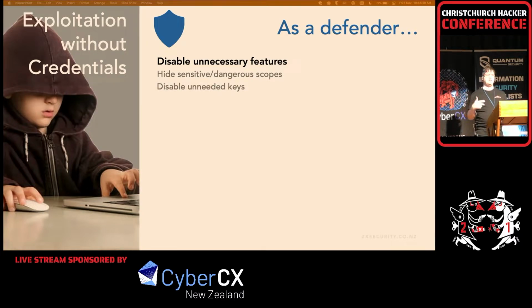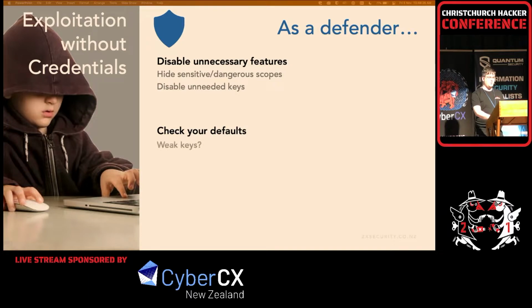Disable any unneeded keys. You notice there we had two, there was HS256 and RS256 in that big JSON thing. Those are two quite different ways of doing encryption. One's symmetric, one's asymmetric. Do you need them both? Can you just disable one of them? That'll reduce your attack surface.